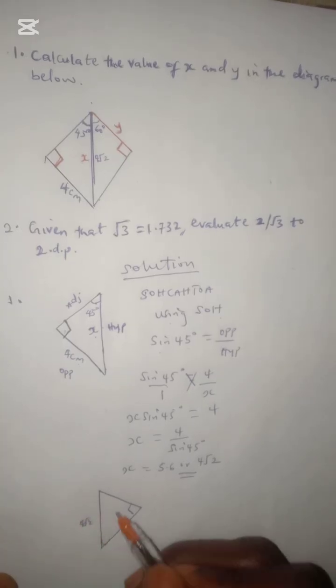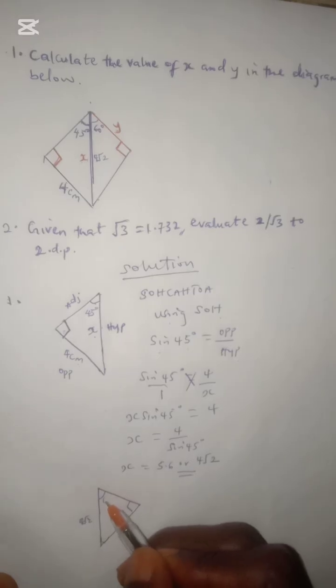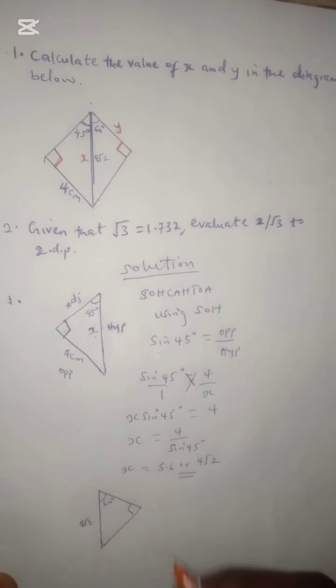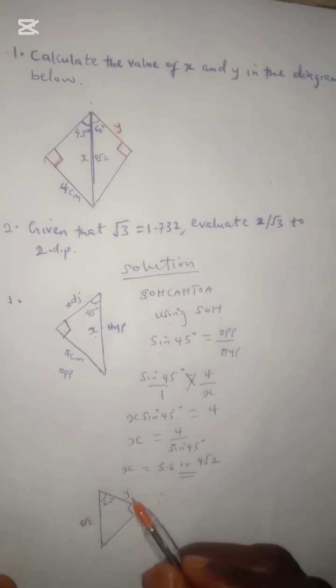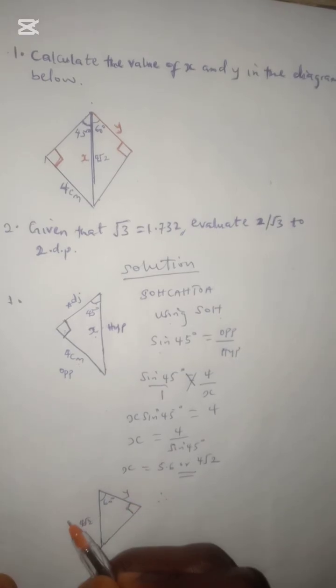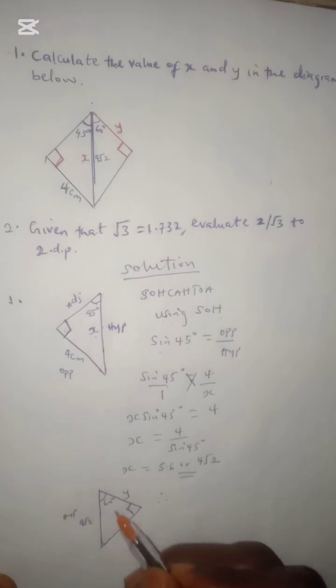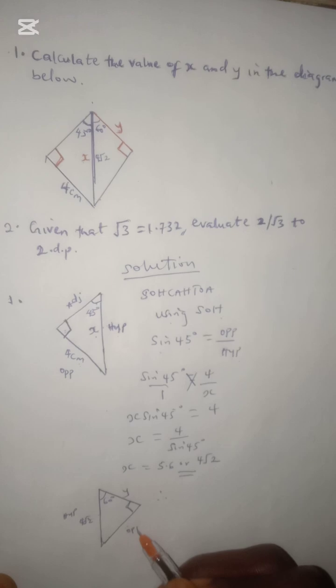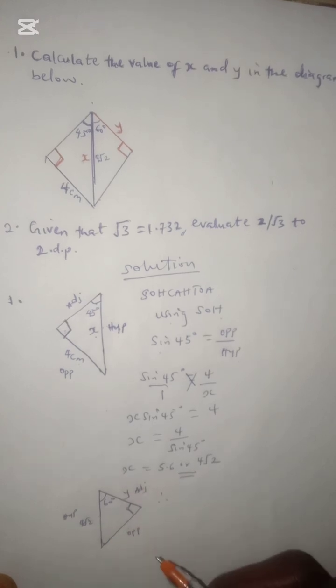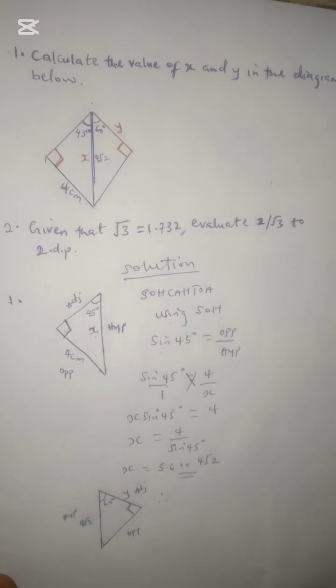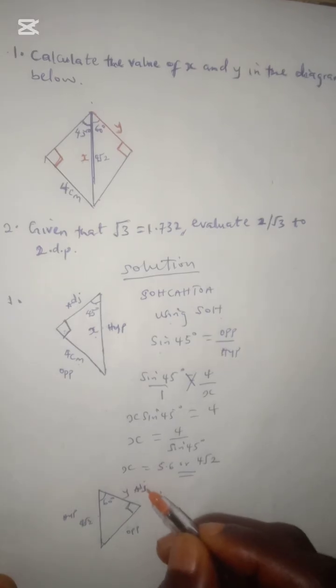After that, we have our angle to be 60 degrees. We are looking for y. So what is the relationship that we have? Here will be our new hypotenuse. Here will be our opposite. Then here will be the adjacent. Are you getting me? If you are getting me, type yes now.